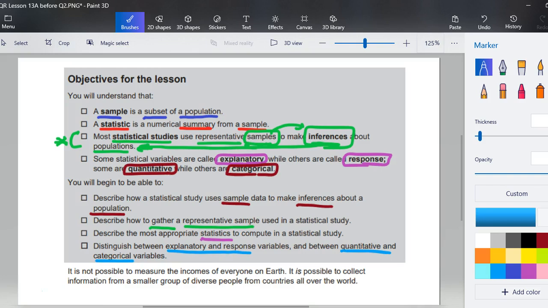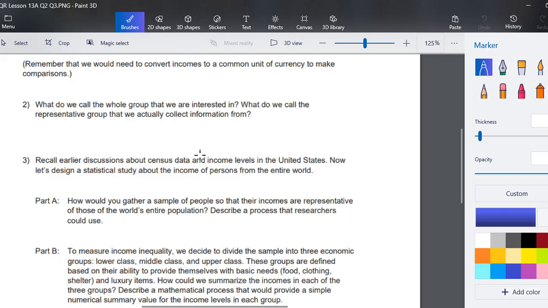It is not possible to measure the incomes of everyone on Earth. It is possible to collect information from a smaller group of diverse people from countries all over the world. Remember, though, we would need to convert incomes to a common unit of currency to be able to make these comparisons. If you haven't already, hit pause and work on questions 2 and 3, go ahead and do so. Work on those with good effort, and then come back and we'll talk through these together.